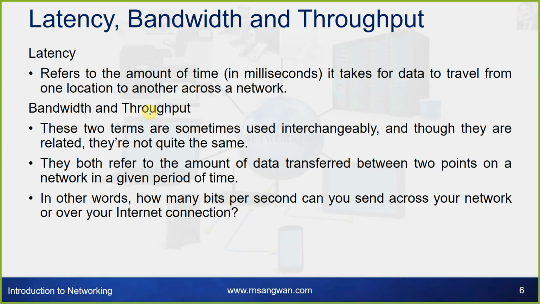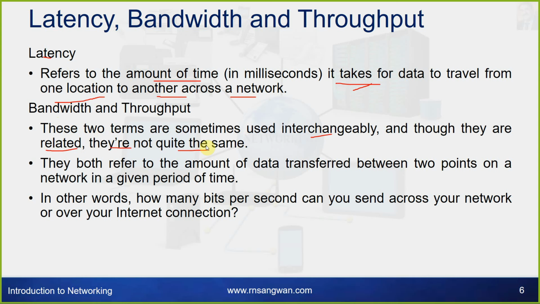Some other terms: latency, bandwidth, throughput. What are these terms in networking? Latency refers to the amount of time in milliseconds it takes for data to travel from one location to another across a network. Bandwidth and throughput. These two terms are sometimes used interchangeably. And though they are related, they are not quite the same.